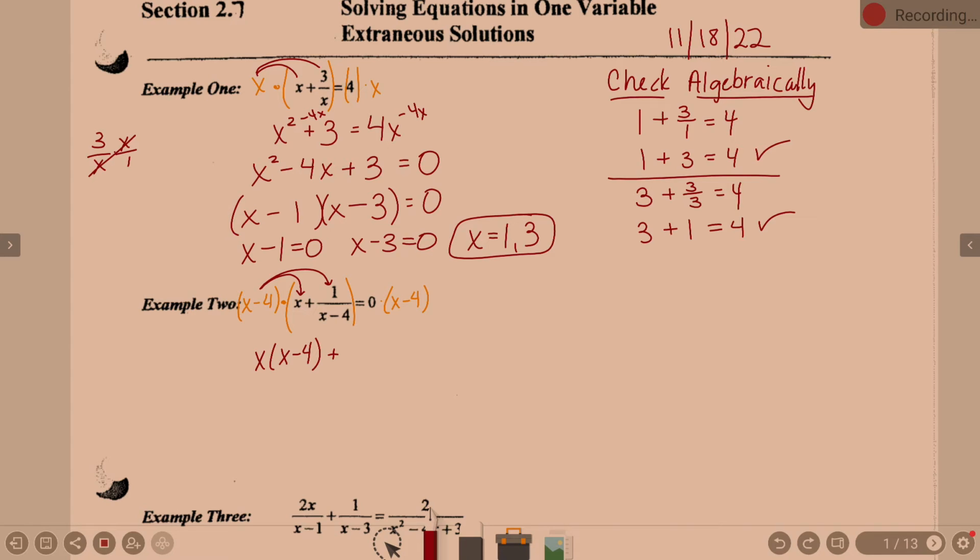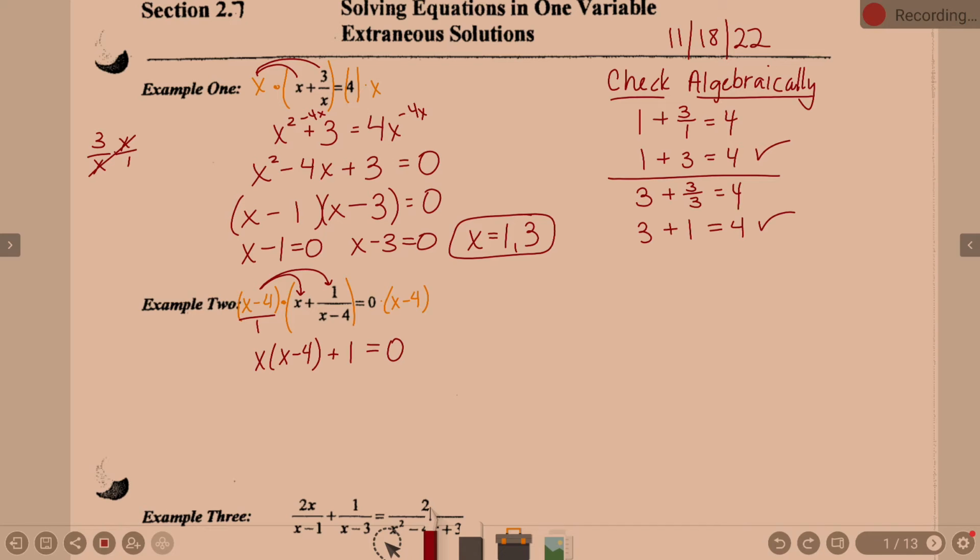Plus, what is x minus 4 times 1 over x minus 4? The x minus 4s will cancel. What remains? A plus 1. Equals? What's 0 times x minus 4? 0. Are we okay with what we have here? Now, some of you already distributed, yes? If not, you're going to do so right now with me.